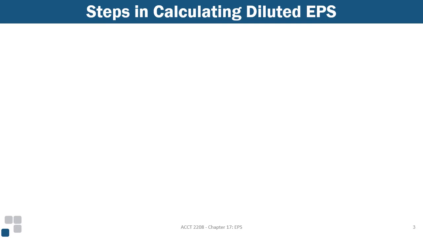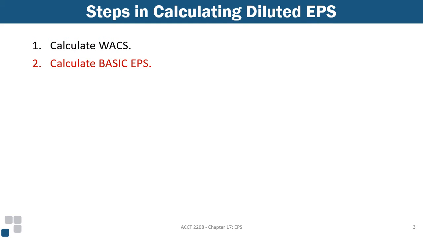All right, so we will begin with going over the steps in calculating diluted EPS. And please watch and take note of these steps very carefully, because if you don't do them correctly, you won't get the right answer. So the first thing that you have to do is calculate the weighted average number of common shares, also known as the WACS, and we'll show you how to do that.